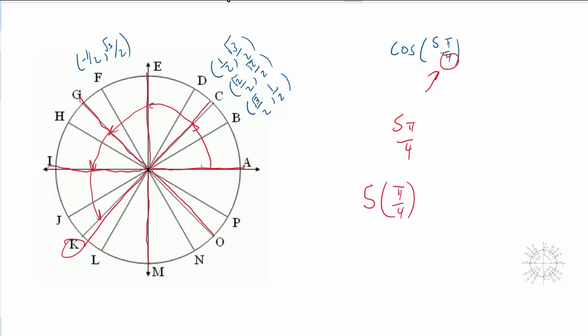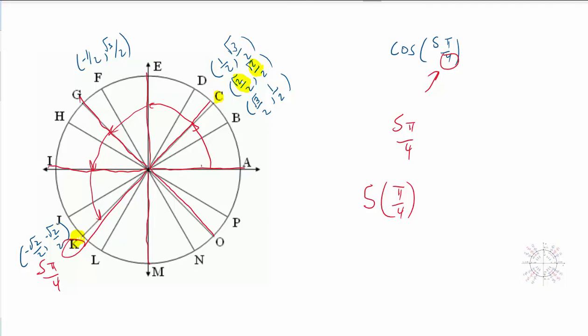So that means that I'm on point K. Point K must be 5 pi over 4. And then since point K is directly across point C, I could label the point for K using the same labels as point C, except since point K is in quadrant 3, both the x and y values would be negative. So I would label that point negative radical 2 over 2, comma, negative radical 2 over 2.